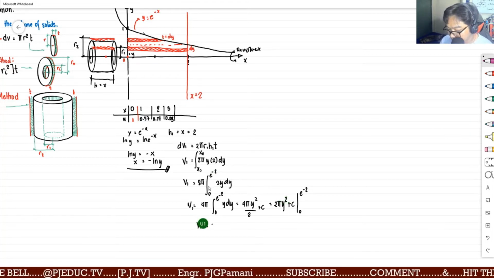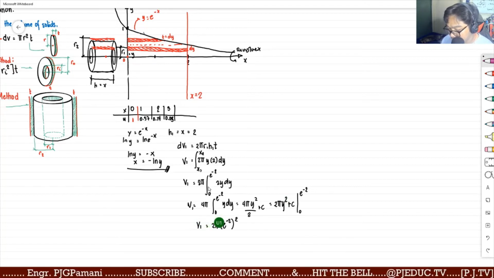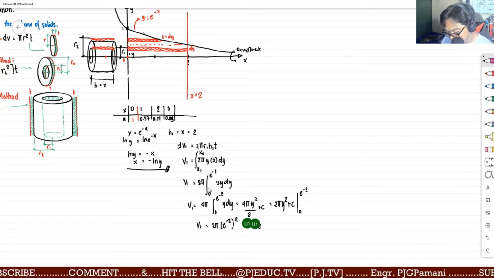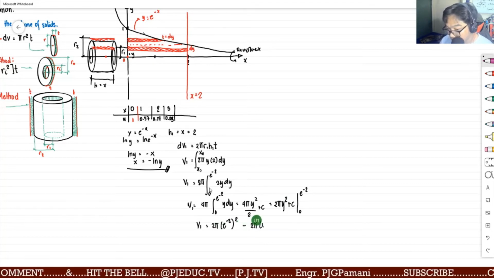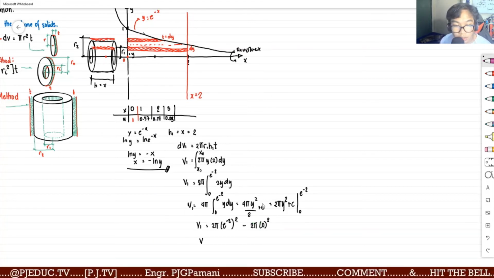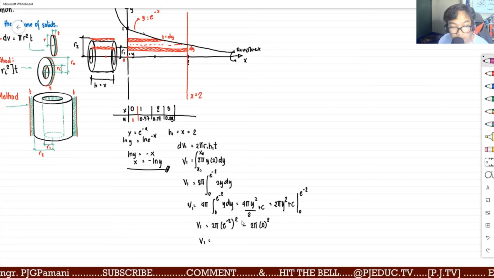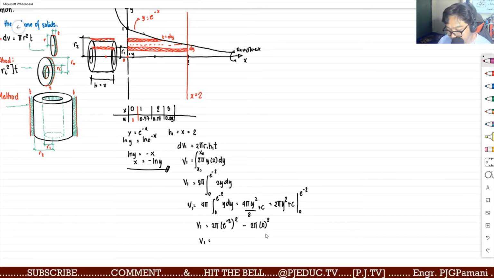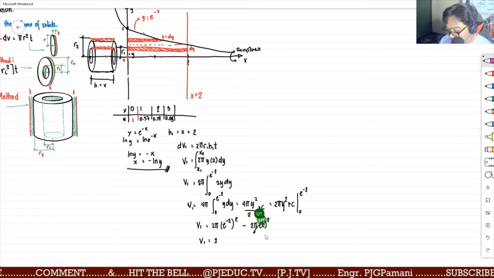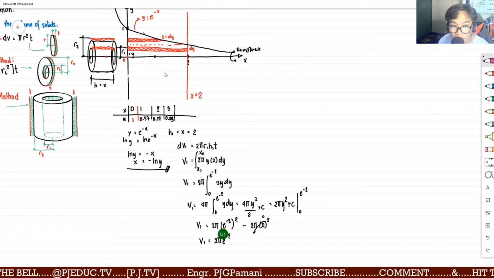That is 2 pi of e raised to negative 2 squared minus 2 pi of 0 squared. Okay? So V1 should now be equal to what? 2 pi e raised to negative 4. So we got the upper limit. This is our upper limit.